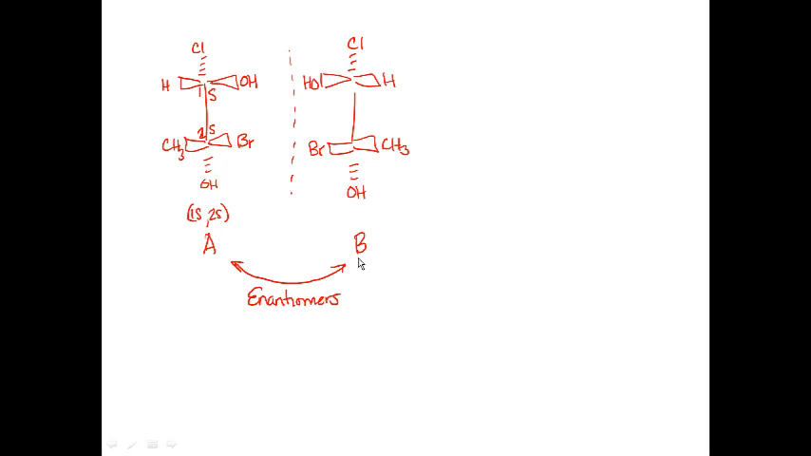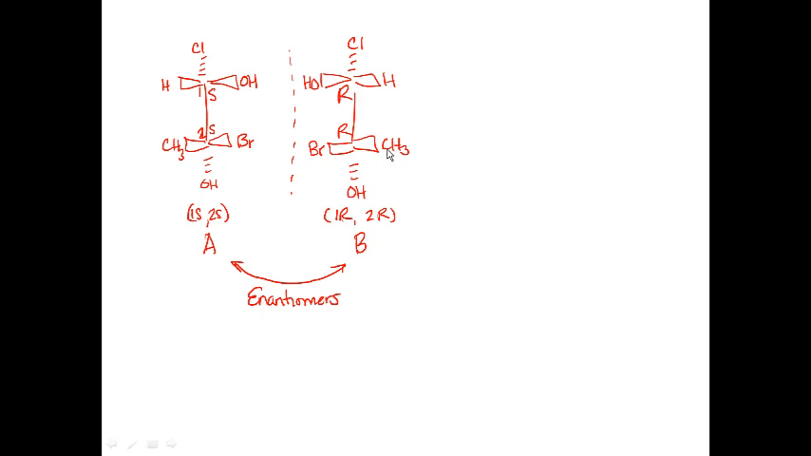What are the configurations of carbon 1 and carbon 2? So this should be the 1 blank, 2 blank isomer. Well, for the top carbon, if its configuration is S, what's its mirror image's configuration going to be? If you said R, you're right. How about carbon 2? What's its configuration going to be in molecule B? It's going to be R as well. So look at this. The enantiomer of the 1S, 2S molecule is 1R, 2R.